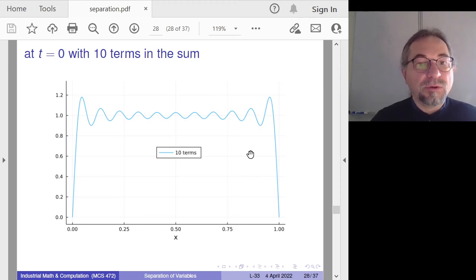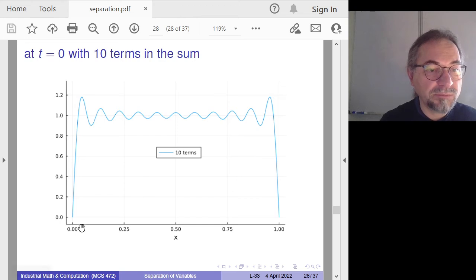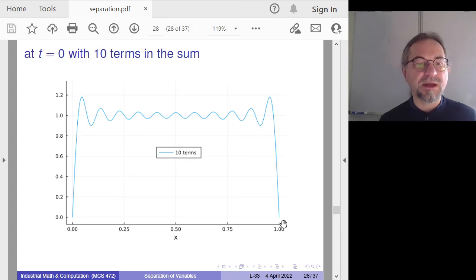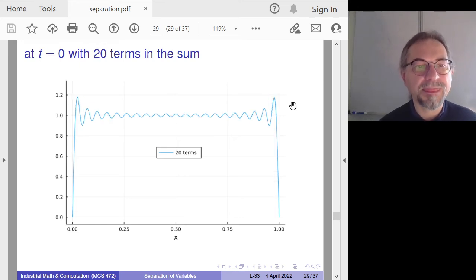Okay. What if we use 10 terms? So here, this is at t equals 0. This is essentially the Fourier series approximation of the constant 1, with 0 at 0 and 0 at 1. So we have the interval 0, 1. And we see with 10 terms, we actually have a rather high deviation. So we have an almost 20% deviation. So it doesn't look actually very good. Let's double. Yeah, the deviation actually doesn't go down.